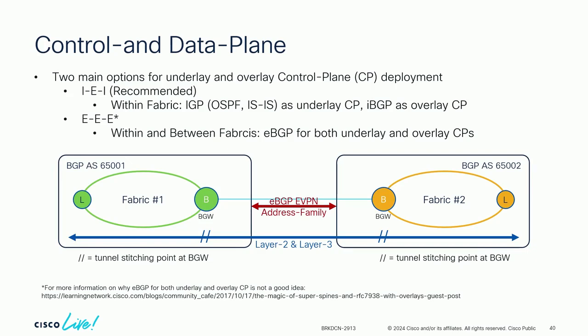The other thing is, how do I deploy things? What protocols do I use? What is a separate AS? What is the same AS? So there are two modes which we're calling: one, the IEI, and the other one is the EE. Now it gets complicated. What does the I stand for? I use an IGP in the underlay within the fabric, and IBGP for EVPN. So this here, IGP plus IBGP.